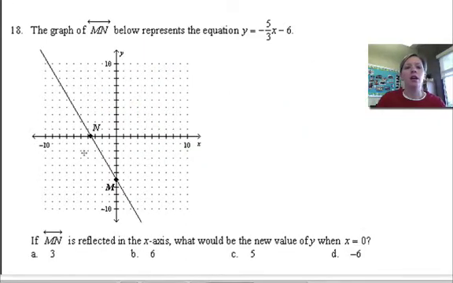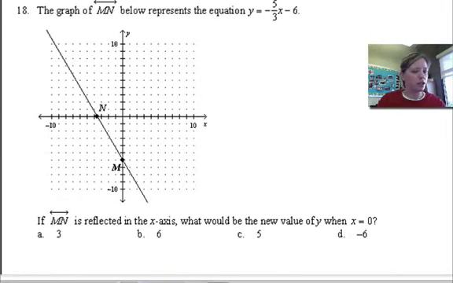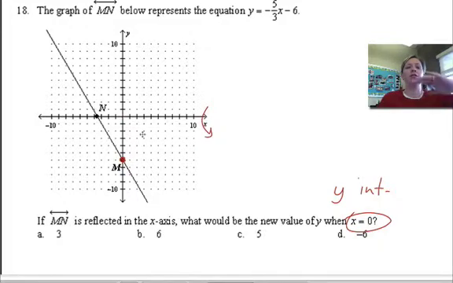18. Here we're graphing the line y equals negative 5/3 x minus 6. Then I am reflecting that over the x-axis. So remember, folks, that is this axis here. What would the new value of y be when x equals 0? So this is a really complicated way of saying what is the new y-intercept, right? Here, when x equals 0, y is negative 6. But if I reflect that line over the x-axis, if I flip it, my new line is going to look something like this.